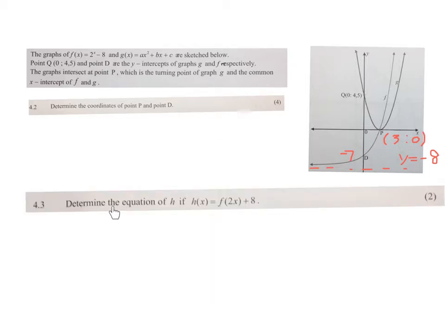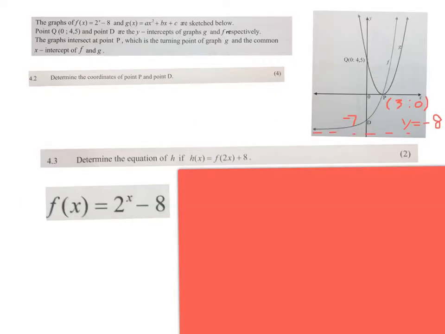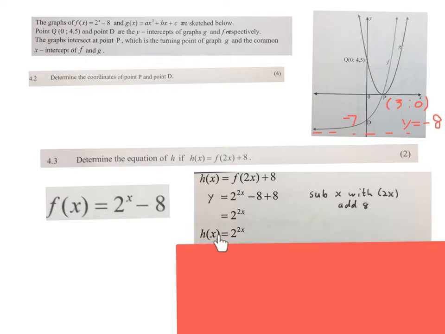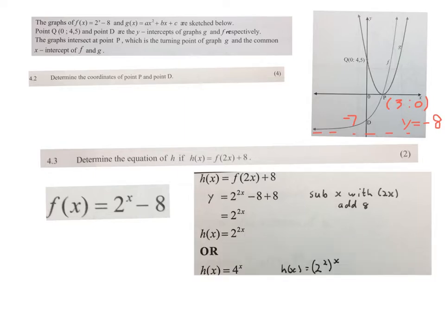Next they asked, determine the equation of h, a new function, if h of x is found by taking the f function, substituting the x with 2x and adding 8 to it. So what this question is asking is take f of x, substitute 2x in the place of x and add an 8 to it. That'll change f of x to look like this. Then you simplify it. Then your answer is h of x equals 2 to the power of 2x. But you may also write it like this or that.